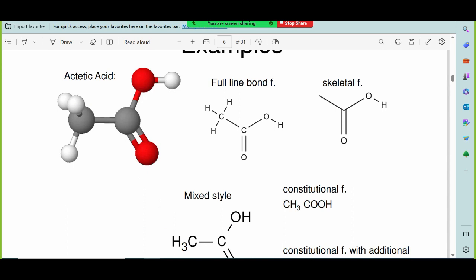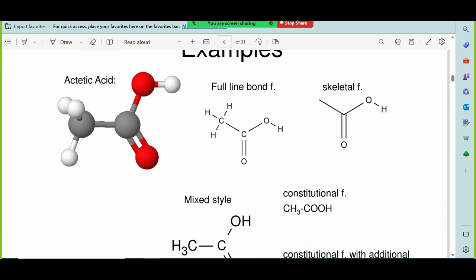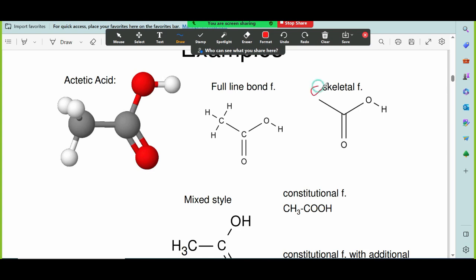So let's take some examples, and we can also practice together. The acetic acid, we can draw it like this with a full line bond structure, or with a skeletal form. You see, when we have an intersection, it means we have a C, but we don't write it explicitly, and then double bond O. And then we have the OH here. We write them explicitly, of course, but this one we don't write, but it means we have CH3, but we don't write it. And this one also we don't write it. And this is a skeletal form.